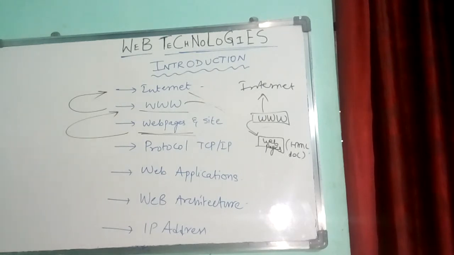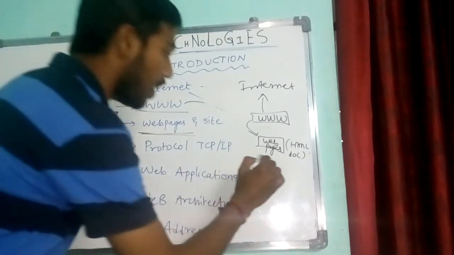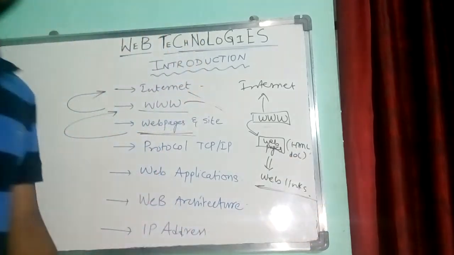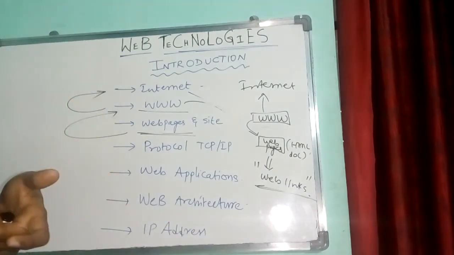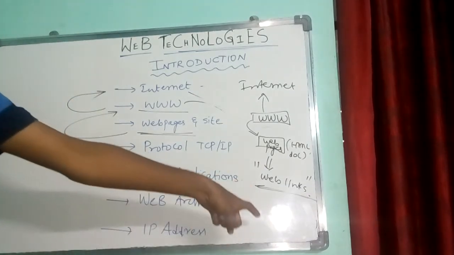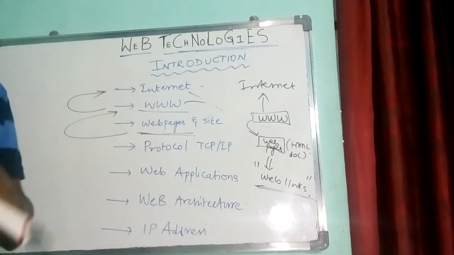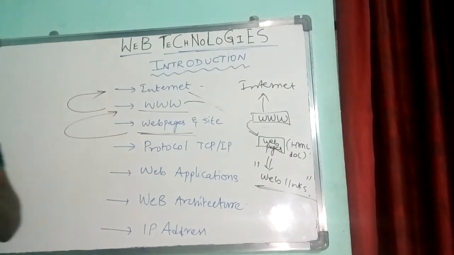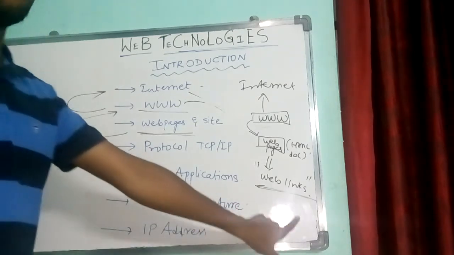Now, this www, and web pages and internet, these web pages have hyperlinks called web links. One web page will have a link called a hyperlink, and that hyperlink is called a web link. If you click on the link, you will be navigated to the next page. Again, from that, if you click on another link, you will be navigated to the next page.